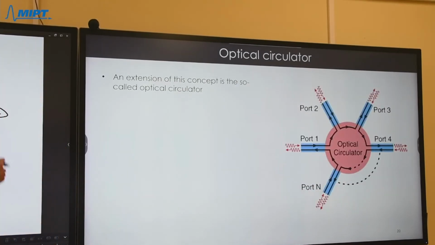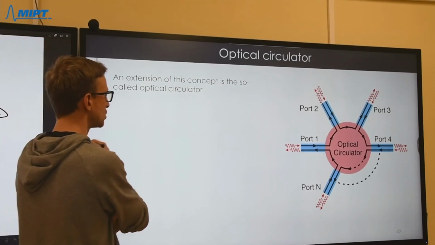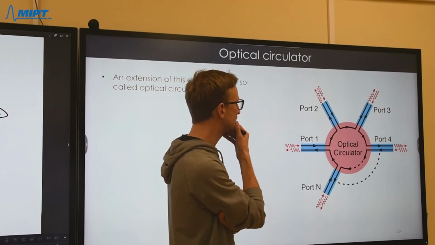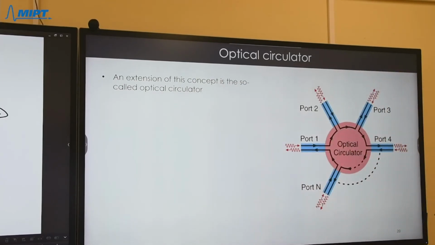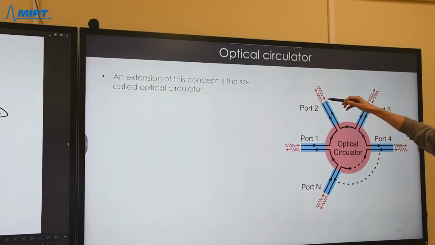Some kind of extension of the optical isolator is the thing called optical circulator. As the title suggests, what an optical circulator does is that it circulates energy between ports in one direction. This figure shows the example of an N-port circulator, a very general concept. When the energy is supplied to the system through port 1, the system sends it to port 2. When the energy is incident through port 2, it goes to port 3, etc., etc.